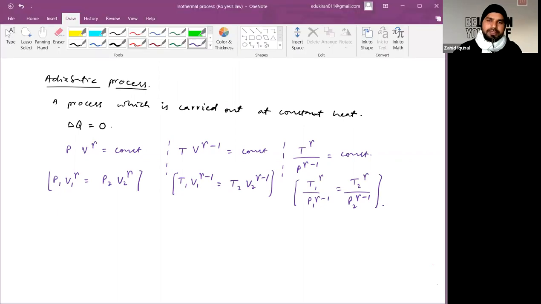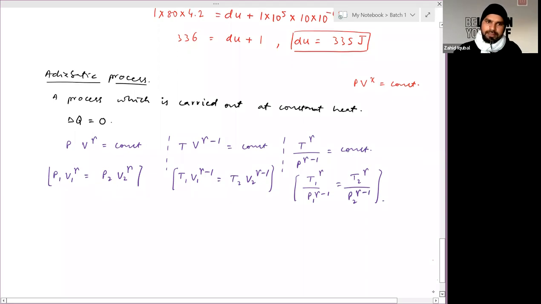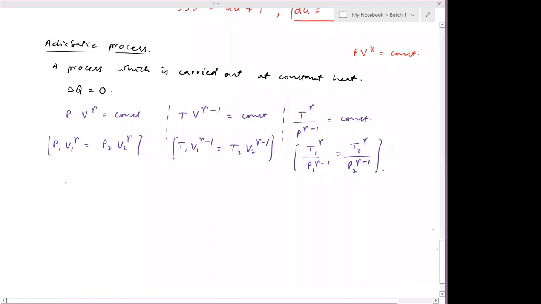Now, if you compare for general expression, P V to the power X equals to constant. So on comparing this equation with the first one, you will get X equals to gamma for this process. Hamza, is it clear? Yes, sir.